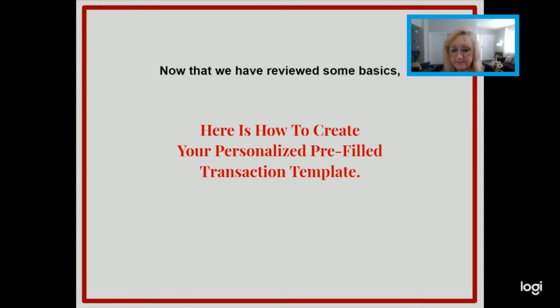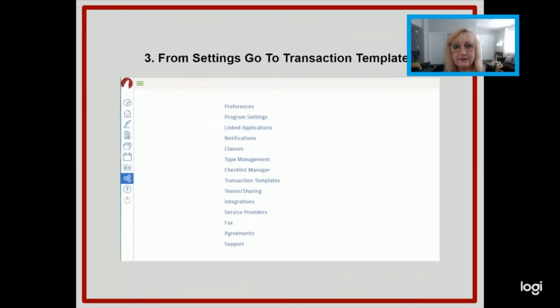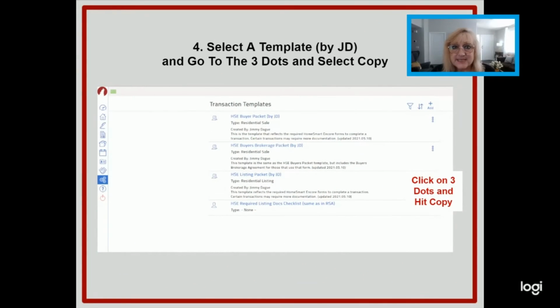So we've reviewed some basics. Now this is how we're going to create our personalized pre-filled transaction template. I want you to go to Settings, which remember are the three gears, and from Settings, click on Transaction Templates. Select a template by JD, go to the three dots, and select Copy.